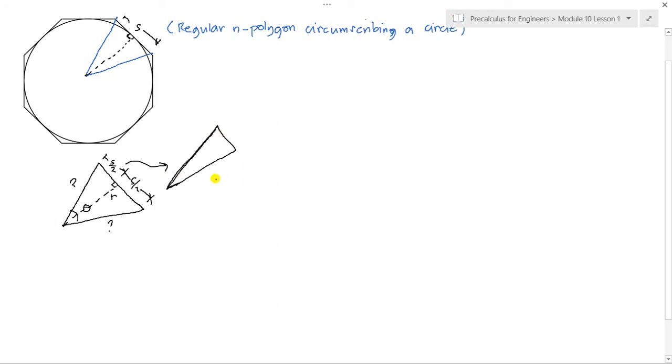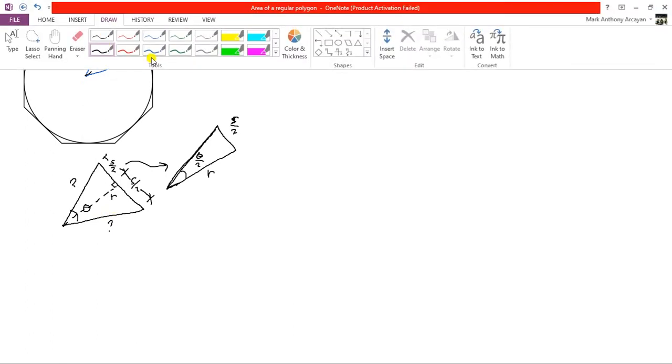Okay, so we have here R, and then we have here S over 2. Useful ni siya nga illustration. So dili lang ta atong 1/2 AB sin theta. We need to find another formula for the area of a triangle.